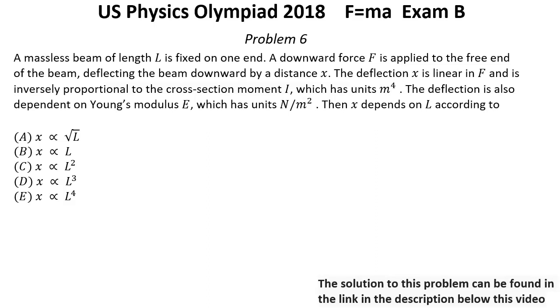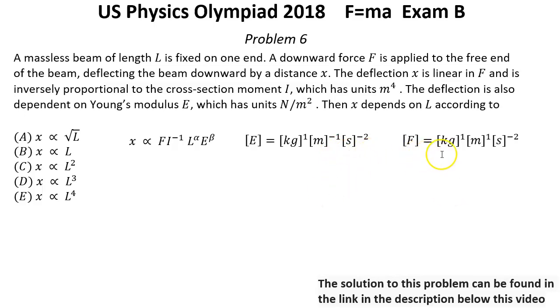According to data, we have x proportional to force, proportional to I, and also it depends on length L with the unknown power alpha, and depends on Young modulus with unknown power beta. We know that the dimension for Young modulus is kilograms by meters power -1 and seconds by power -2. Force dimension is kilograms power 1, meters power 1 and seconds power -2.